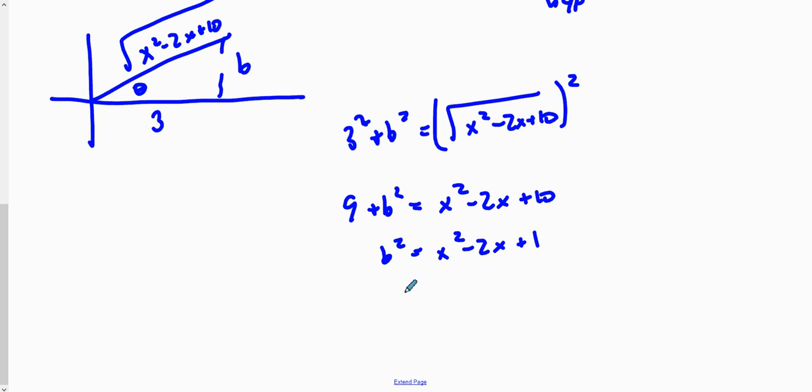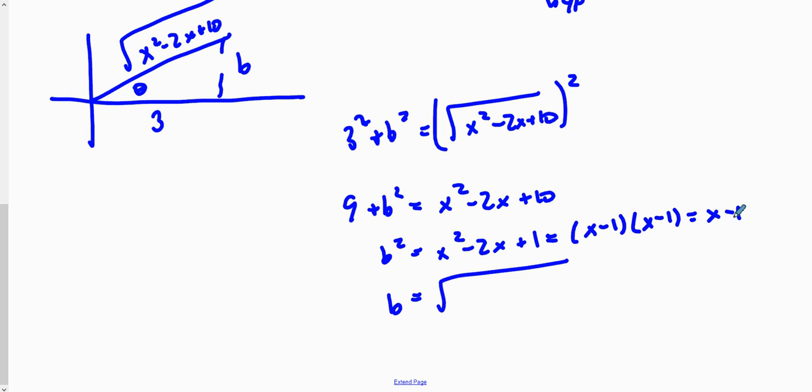If you notice, it just so happens this is a perfect square, so b is going to equal the square root of this. This can be simplified into x minus 1 times x minus 1, which is the quantity x minus 1 squared. We take the square root of that, solve for b, and we have x minus 1. So here's our x minus 1.